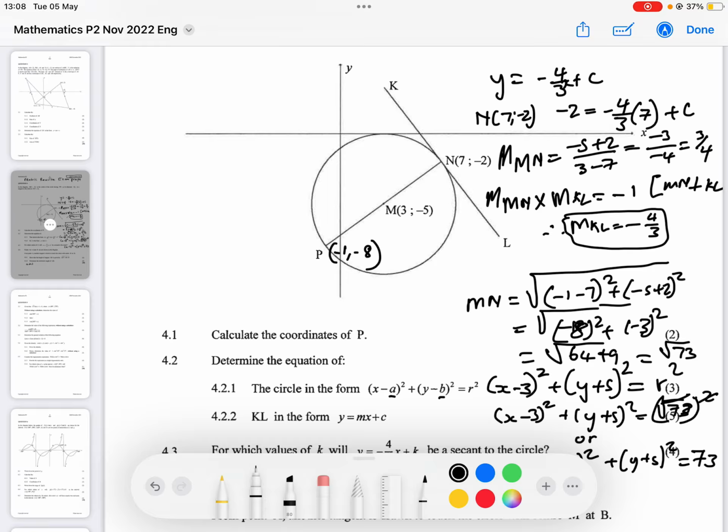7 times 4, it will be how much? It will be somewhere around 28. So 28, this is going to give you 28 divided by 3. Minus 28 divided by 3. Transpose it, you're going to have minus 2, positive 28 over 3 equals C.